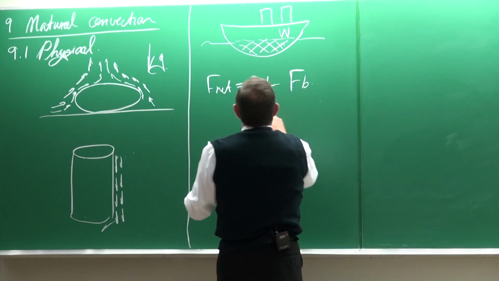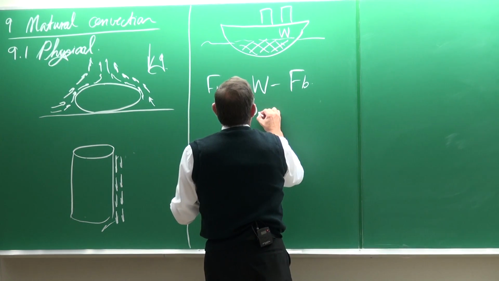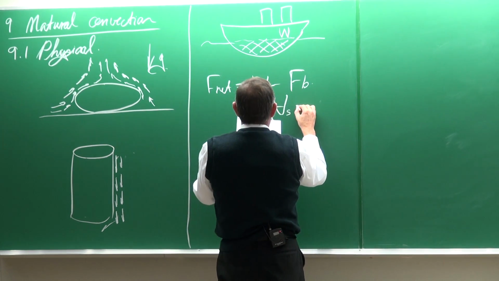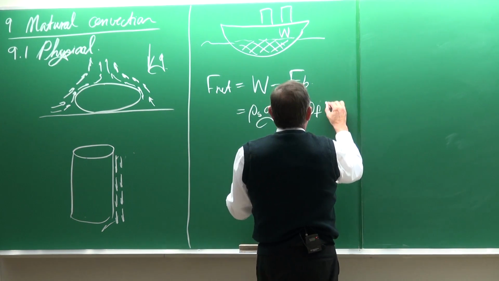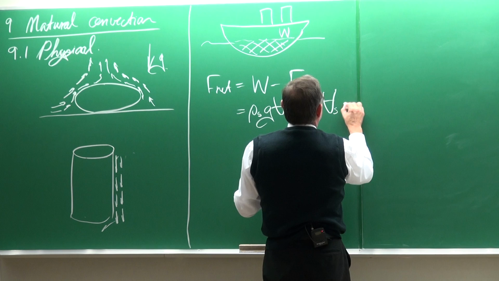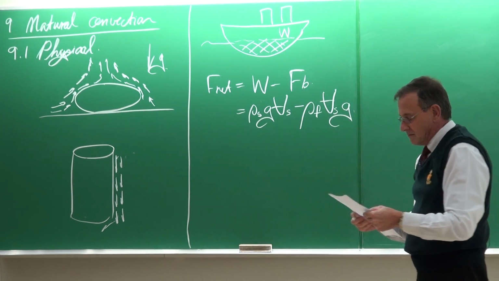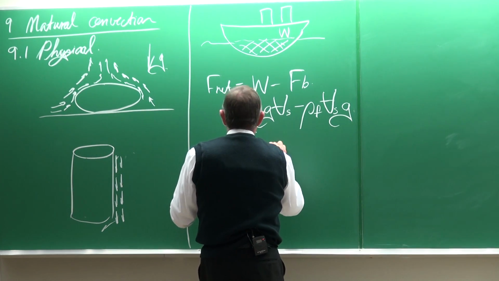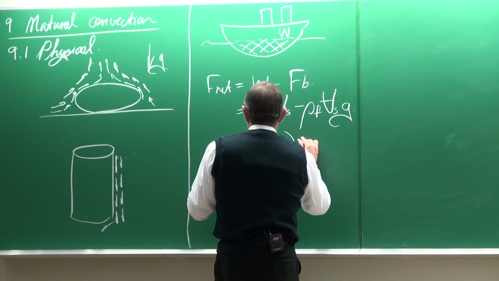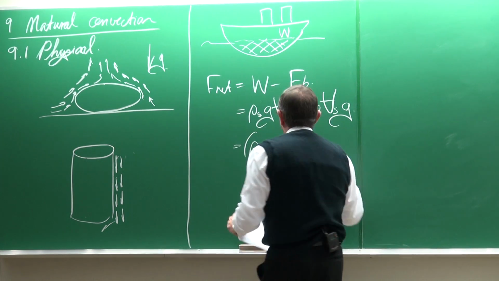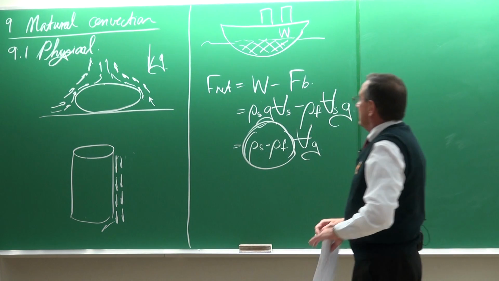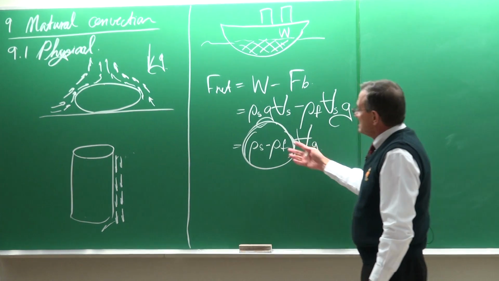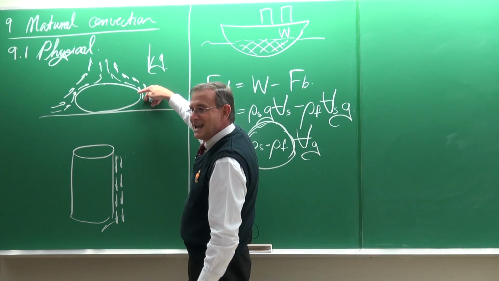The weight would be equal to the rho of the ship, the g and the volume of the ship, minus the rho of the fluid, the volume of the ship, and g, which we can write as the difference in density multiplied by the volume multiplied by g. So we can see the difference in density is very important. Now this is actually what happens here. It's a difference in density.